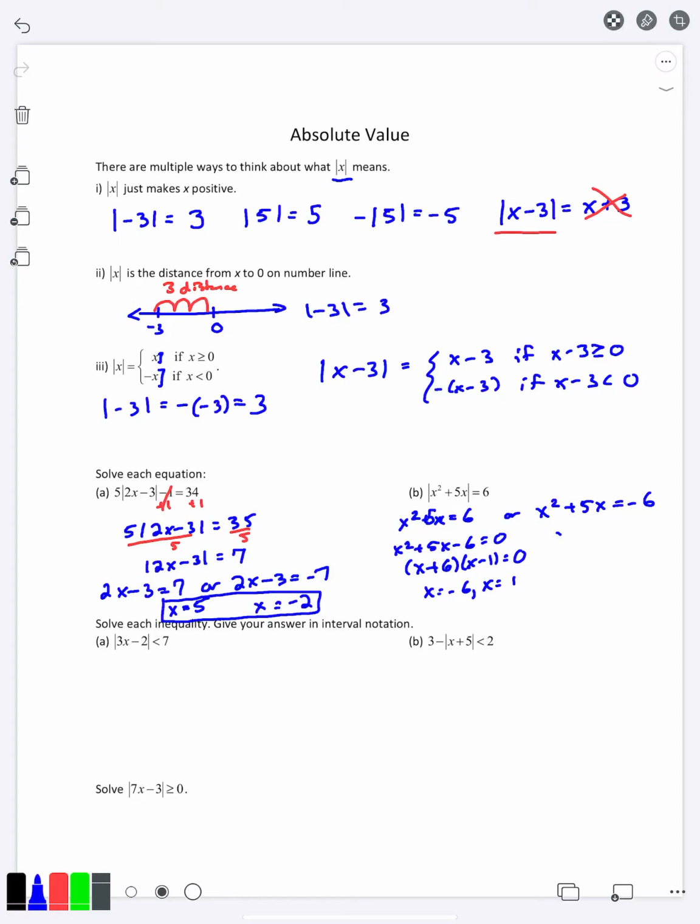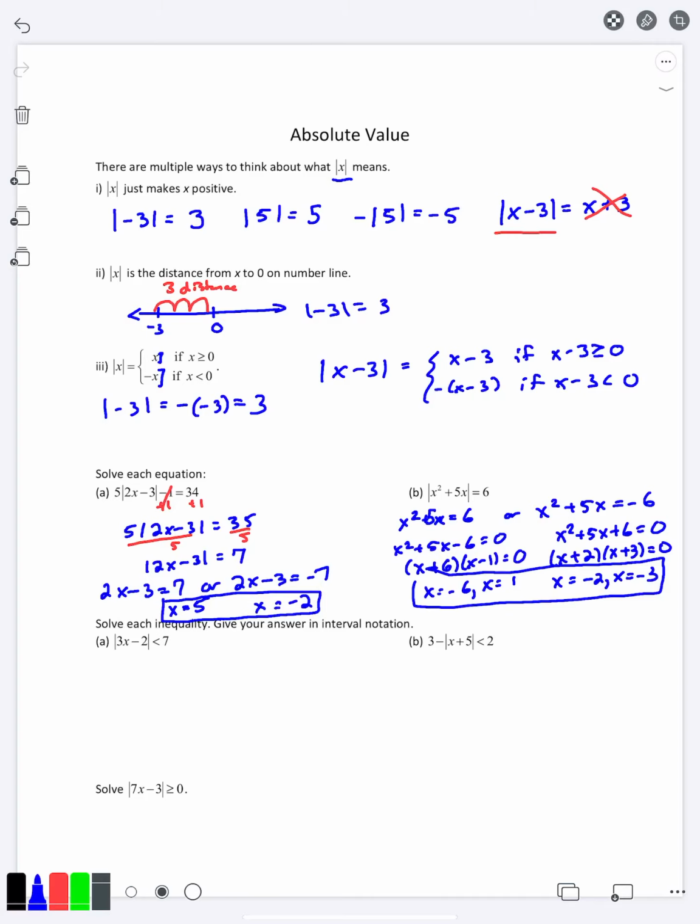But then I can also do the second one here. x squared plus 5x plus 6 is 0. x plus 2, x plus 3. And I get 2 more answers. And so it turns out that this problem actually has 4 solutions to it.